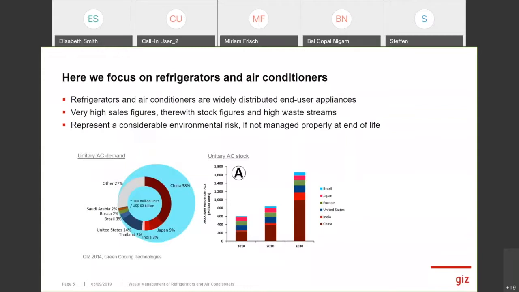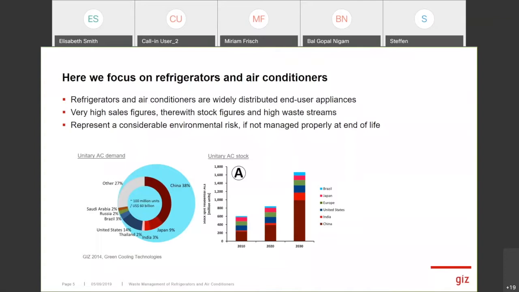Refrigerators and air conditioners are widely distributed end-user appliances with very high sales figures. There are high stock figures and high waste streams, and they generally present a considerable environmental risk if not managed properly at end of life. And you see two figures, one on the left and one on the right.